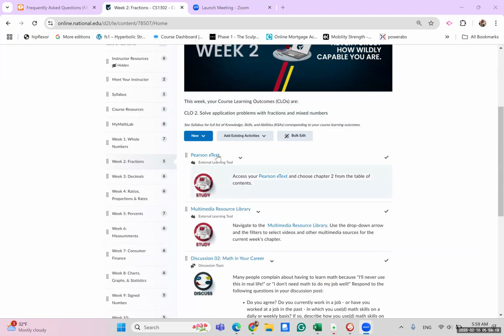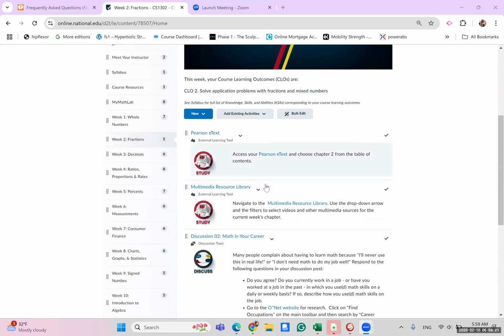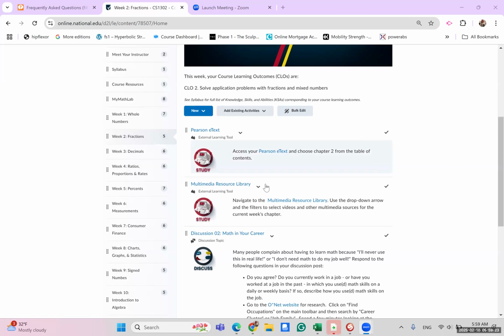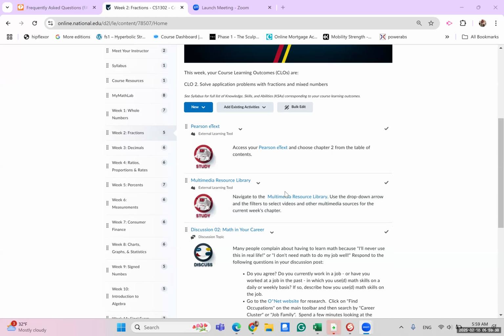Then here's your textbook that you can click on to go to the chapter, in this case, chapter 2, and the multimedia resource library. Remember, when you click on that, you can choose videos, simulations, notes, and things like that that go with the content of that chapter. So it's additional help for you to look at.